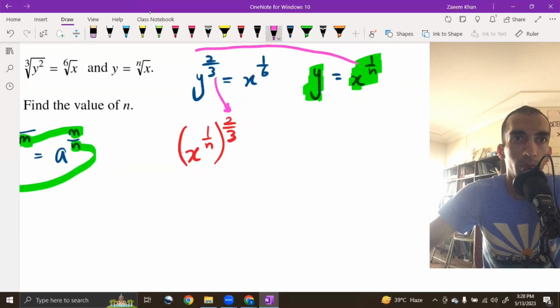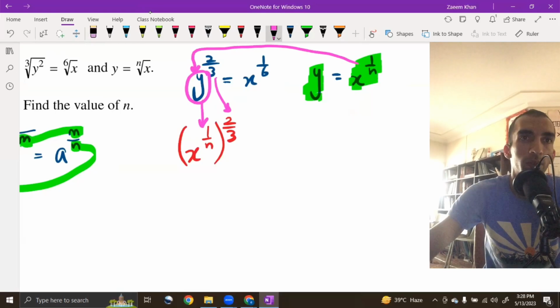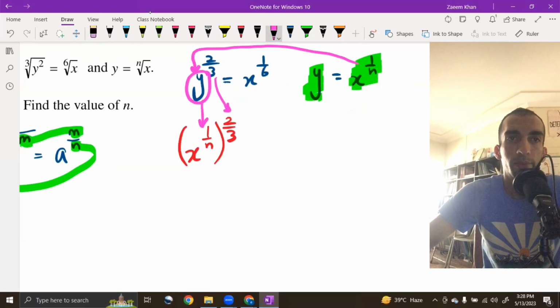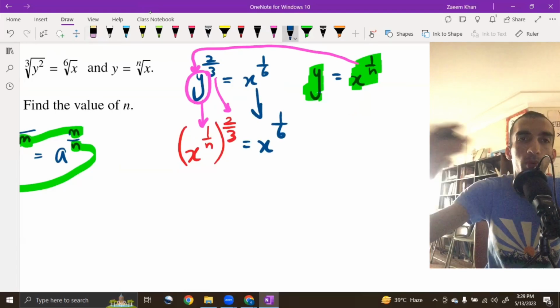We essentially only changed this value. Rather, we only changed y. Instead of y, we wrote x raised to the power 1 by n. Does that make sense? The raised to the power 2 by 3 is going to be there as it is. We did not change it. That's going to drop as it is. Right? Makes sense? We're going to write this. We're going to drop this as it is and write x raised to the power 1 by 6.